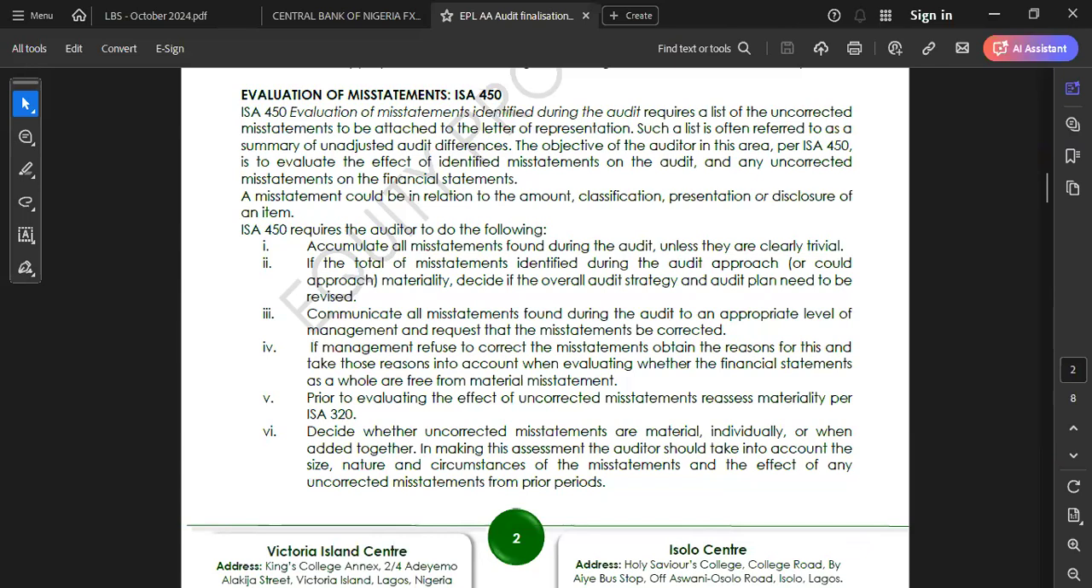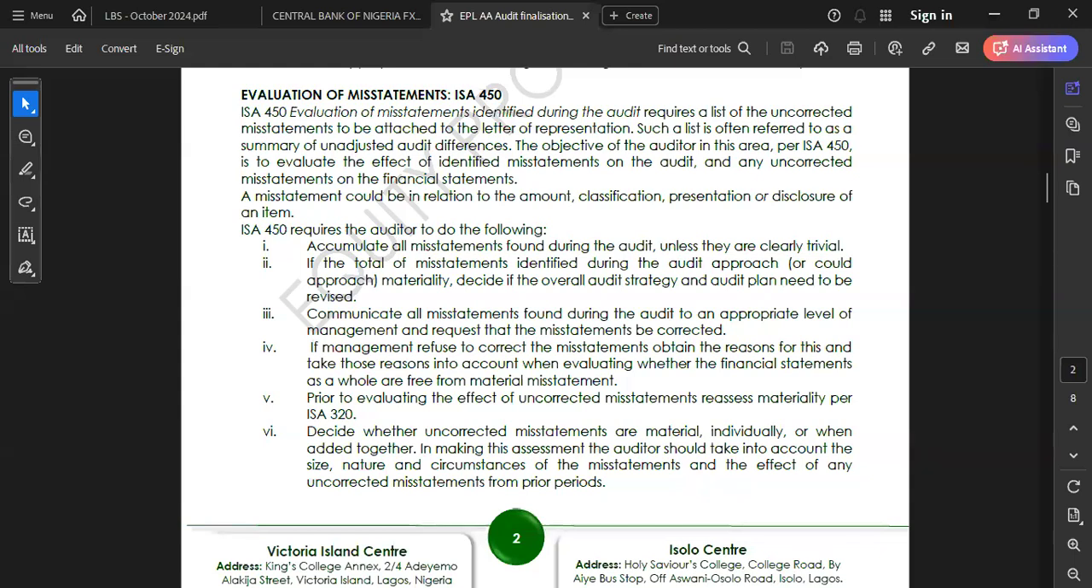Errors. It could be errors due to omission. It could be errors due to fraud. Now, when you say error due to fraud, it sounds funny. It just means that it's intentional. It's no more an error. So there are two types of misstatement. One that is as a result of fraud and one that is just genuine error. That means maybe you have omission or you have commission.